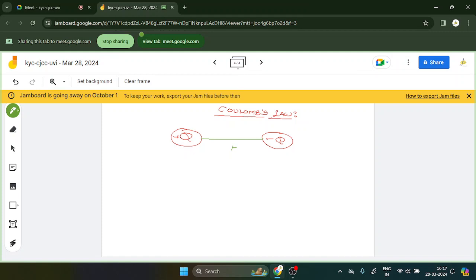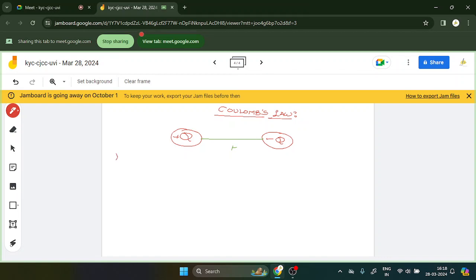With some force, and in a similar way this minus q will be attracting this plus q with some force. So what will be the total force between these? It will be the total force, or we also call it the Coulombian force. There will be a force of attraction between them. Clear?